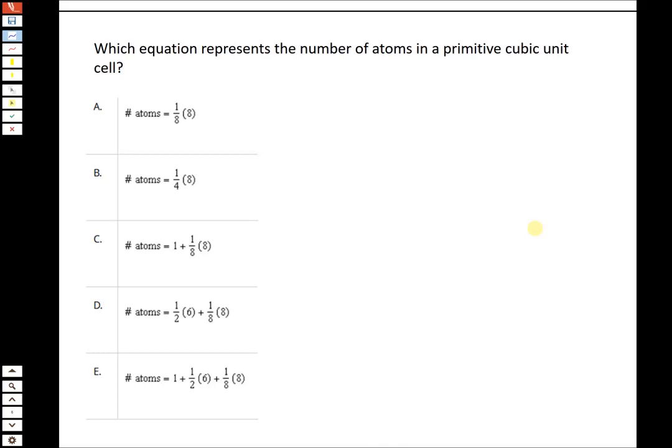I just screenshotted them so it's a little bit easier to format it that way, in the way that it is in Blackboard. But again, here we're talking about primitive cubic. We want to know how do we count the atoms in a primitive cubic cell. So in a primitive cubic cell, what we have to remember is that all we have are just the corners occupied.